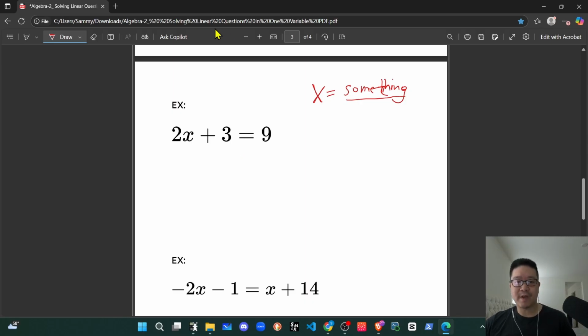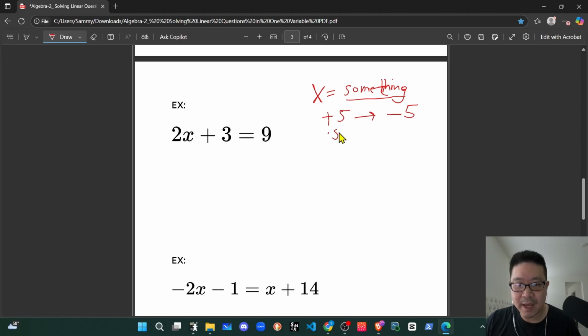So in order to do that, in order to have x on one side and everything else on the other side, we need to do what are called inverse operations. Inverse operations are just doing the opposite of whatever is being done to the x. So let's say we have something like plus 5. Well, the opposite of adding 5 would be subtracting 5. Okay? The opposite of subtracting 5 would be adding 5.